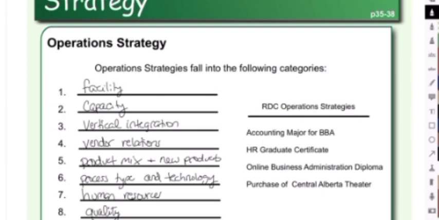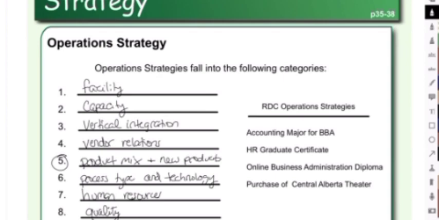Well, let's look at Redger College and their operation strategies. Which categories do these fit in? Offering an accounting major for the BBA, an HR grad certificate. These are all product mix and new products. When we look at offering the business admin diploma online, creating greater flexibility, here we're looking again at the product mix. In this case, it's a different product because of the way that our customers can access it.